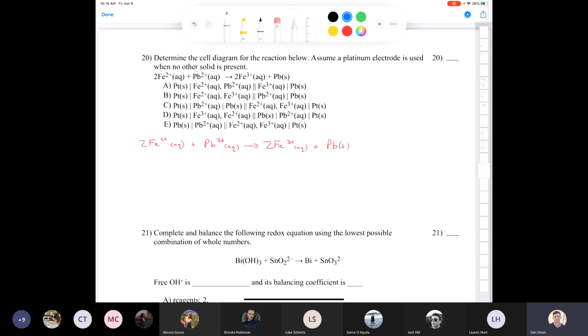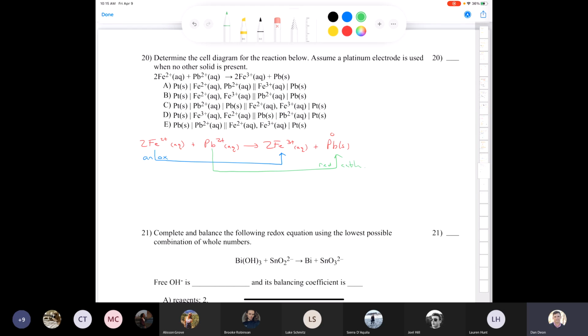You can see that the iron is going from +2 to +3. Therefore, it's losing electrons. Losing electrons is oxidation. Therefore, this is the anode. It is being oxidized. We have lead 2 plus going to lead 0, and so that is gaining electrons. So this is reduction. This is our cathode.